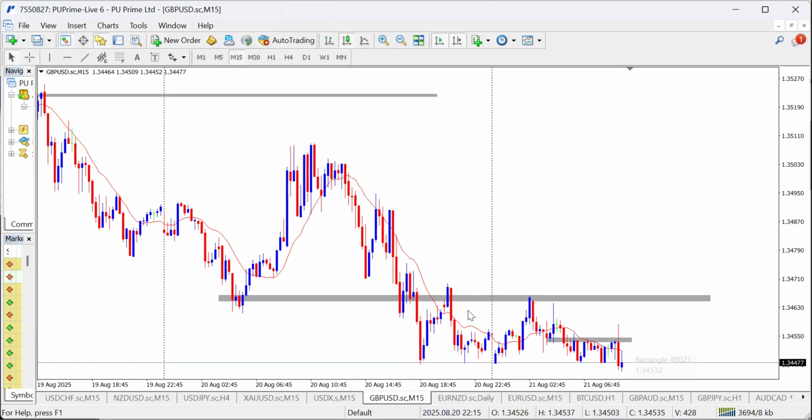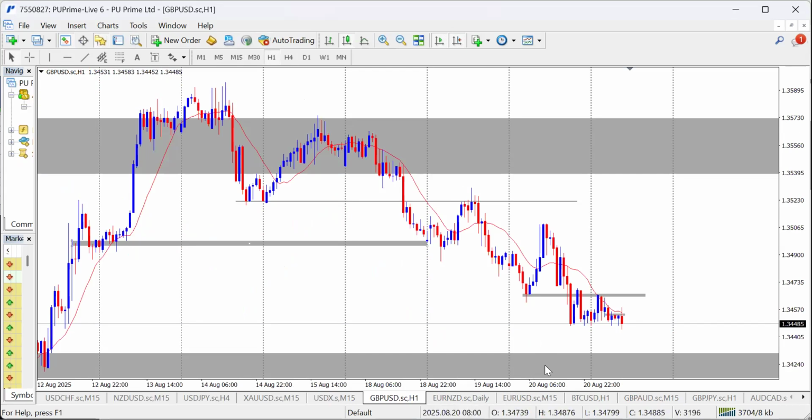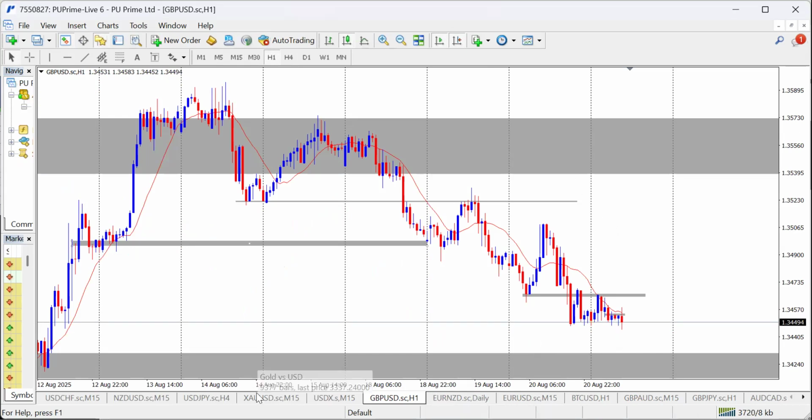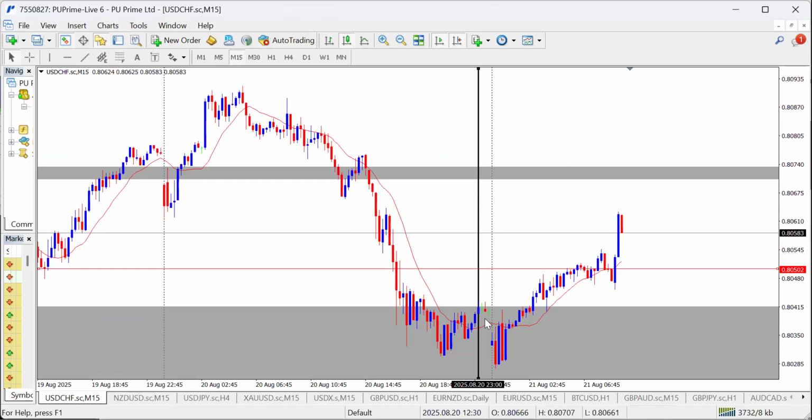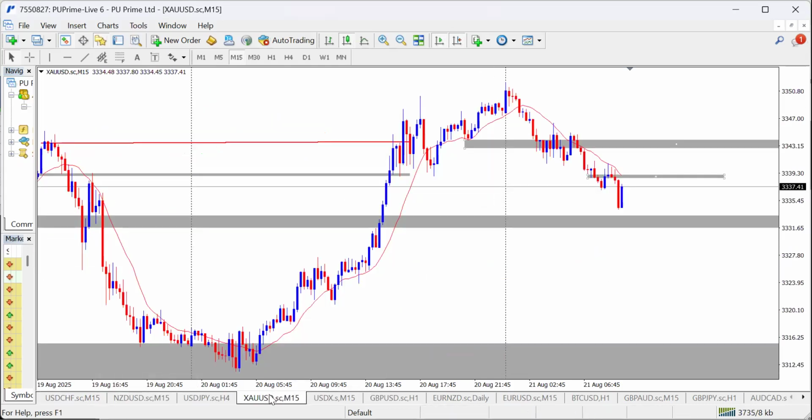But I've marked out a very strong support level. So this support zone, this area, is a very strong support. I'm looking for a rejection of the market. Once the market rejects that level, I'm going to look towards buying GBP USD. Currently the bias for dollar is bullish. We're just waiting for a retracement. The gold also, we are waiting for it to break out 3339 before I enter a buy.